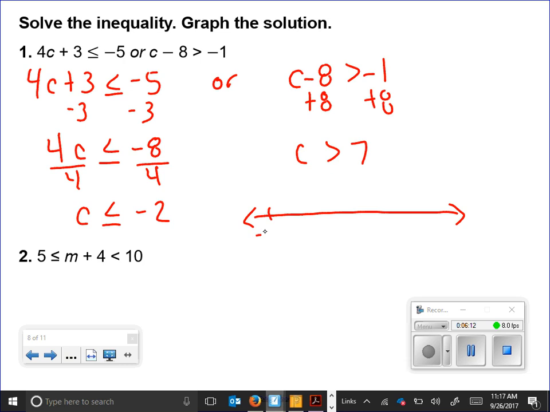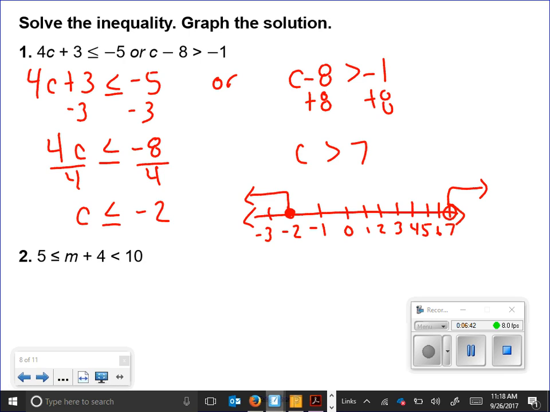So if I do -3, -2, -1, 0, 1, 2, 3, 4, 5, 6, 7. Okay, I'm going to have a closed circle at -2, and it's going to be shaded to the left, and an open circle at 7 shaded to the right. Well, there is our union. They're heading in opposite directions. Okay, so make sure you have that written down.